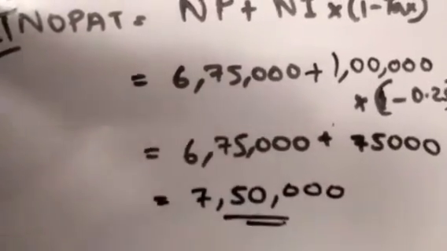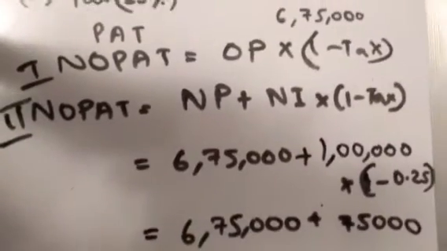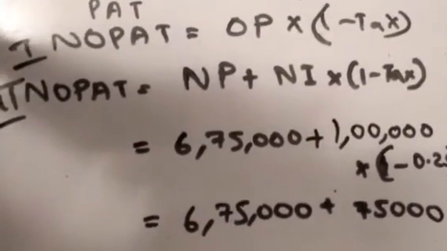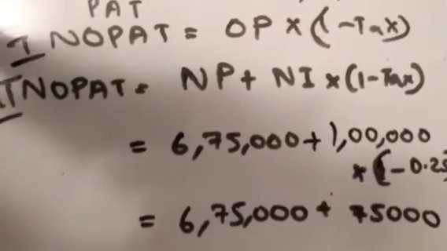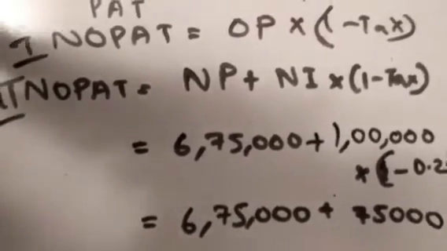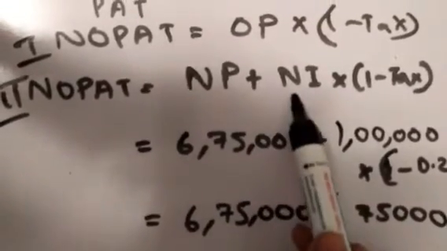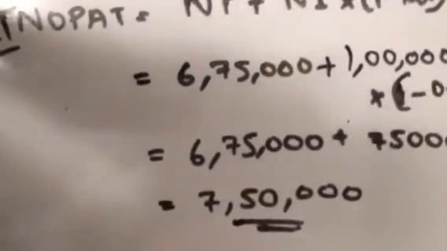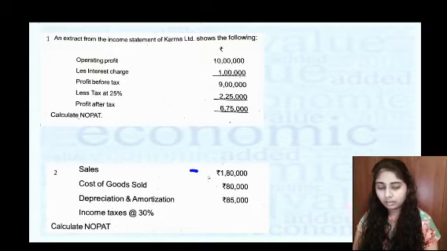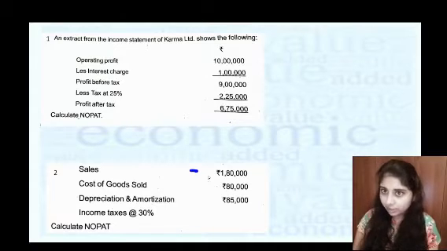So this is the second method to calculate NOPAT. In the first method, we calculated net operating profit after tax using the formula operating profit into 1 minus tax. We can also use the formula net profit plus net interest multiplied by 1 minus tax. I hope the first question is clear to you all. So now the second question.